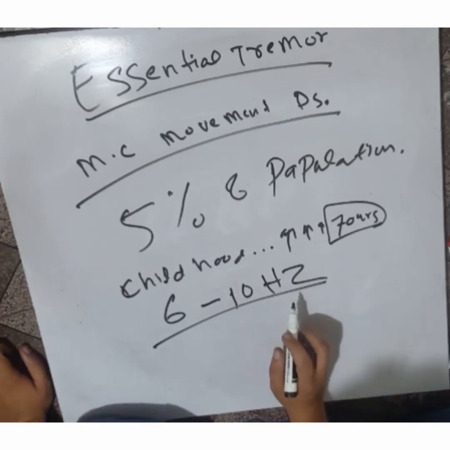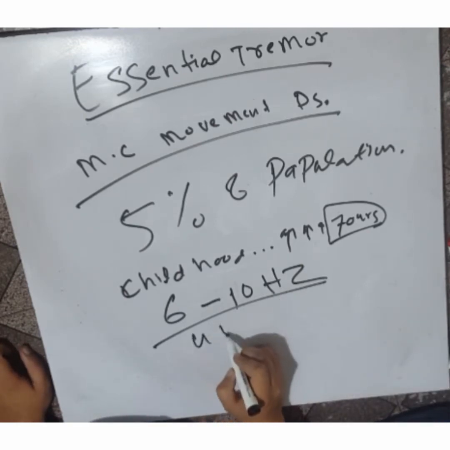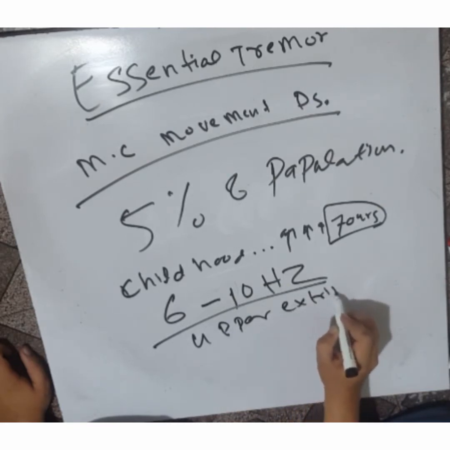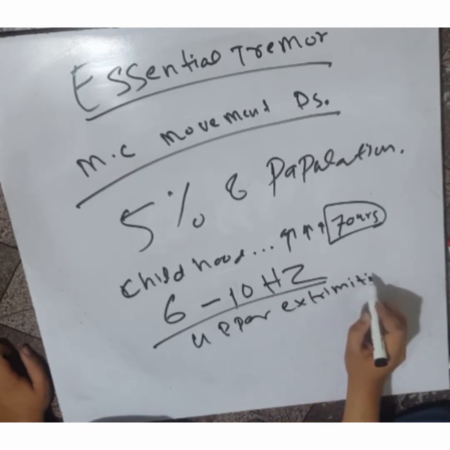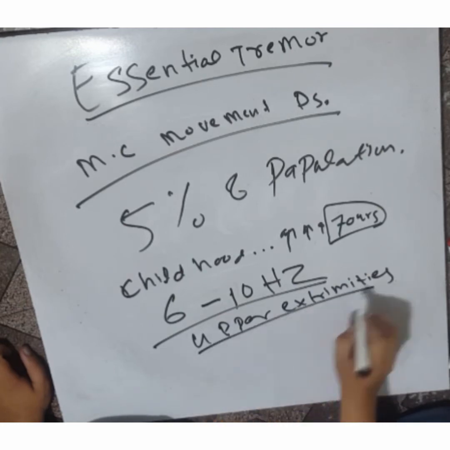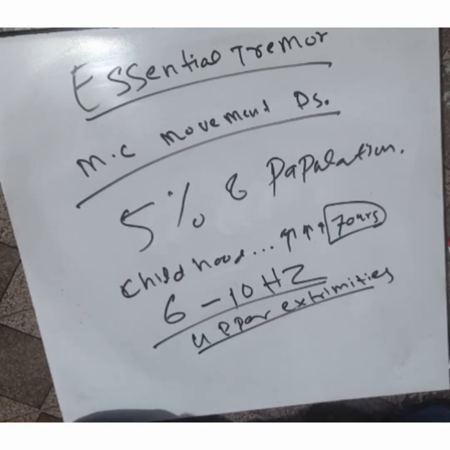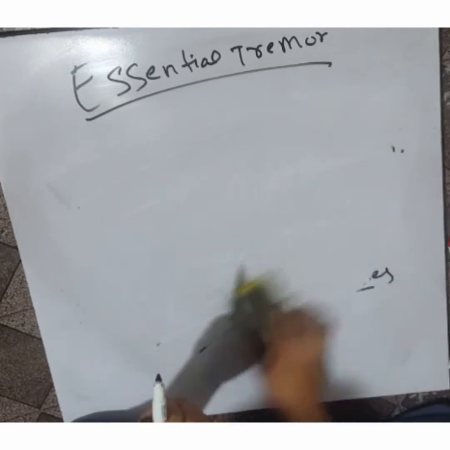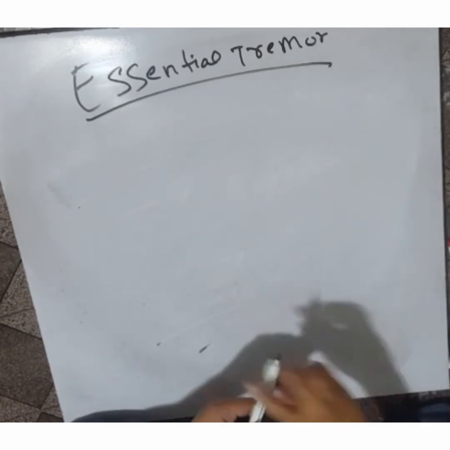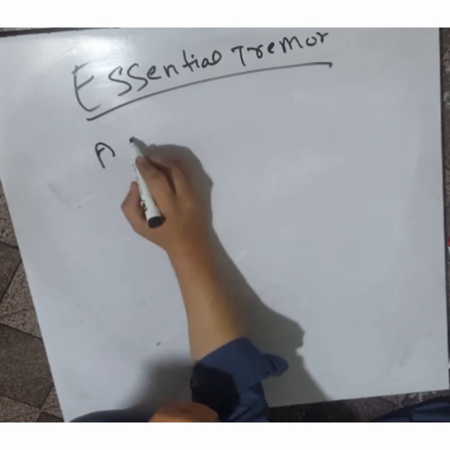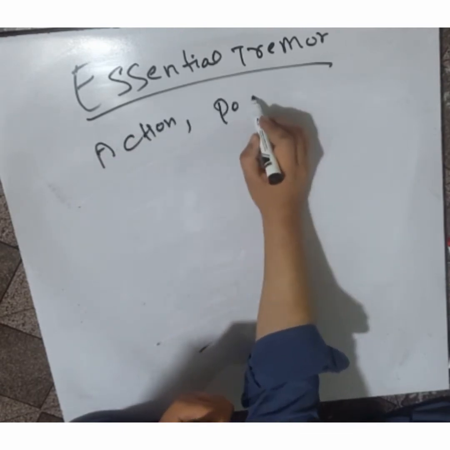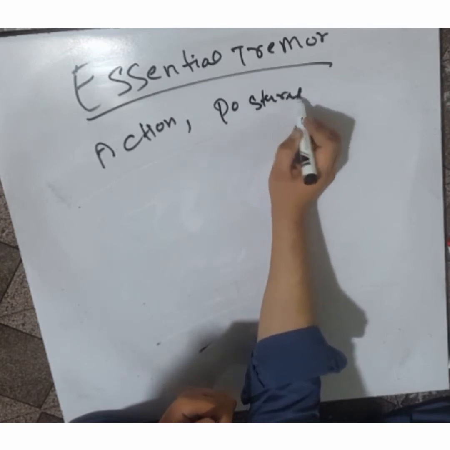The essential tremor mostly affects the upper extremity. It affects the upper extremity mostly. The essential tremor is mainly the action tremor or postural tremor.